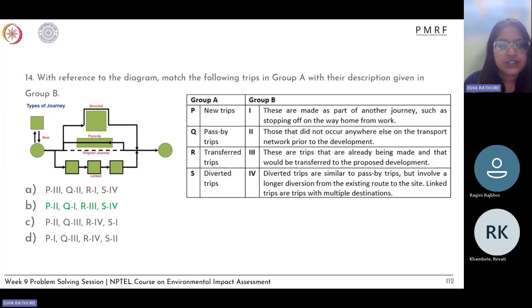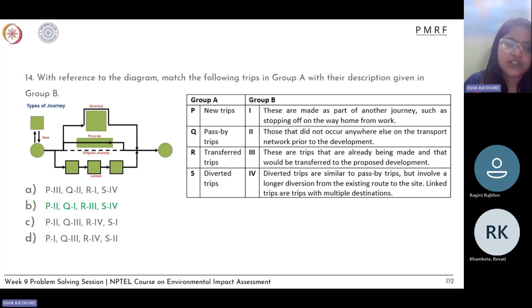Then S, diverted trips, match with 4. That is, they're similar to pass by trips, but they involve a longer diversion from the existing route to the site. The next statement is not related to the diverted trip statement. But these are the descriptions of the different types of trips we see. So P matches with 2, Q matches with 1, R matches with 3, and S matches with 4 is the correct answer.